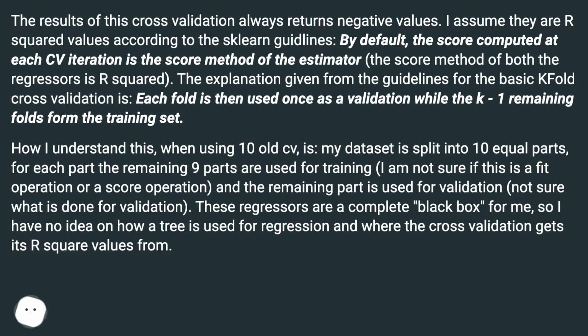How I understand this, when using 10-fold CV, is my dataset is split into 10 equal parts, and for each part the remaining 9 parts are used for training. I am not sure if this is a fit operation or a score operation, and the remaining part is used for validation, not sure what is done for validation. These regressors are a complete black box for me, so I have no idea how a tree is used for regression and where the cross-validation gets its r-squared values from.